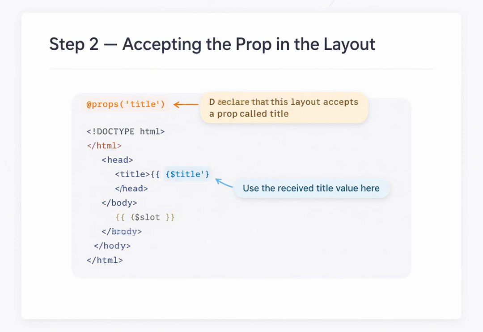Now, on the layout side, we need to tell it to expect this incoming data. This is done using the @props directive, where we list the names of the props this layout is prepared to accept, in this case, title. Think of it like a customs checkpoint at an airport. The instructor uses exactly this analogy. Someone travels from Nepal to America, but they cannot just walk in freely. There is a checkpoint. Similarly, the layout needs to formally declare that it is expecting a prop called title before it can use it. Once declared, we can use the variable $title inside double curly braces wherever we want the title to appear, in this case, inside the HTML title tag.